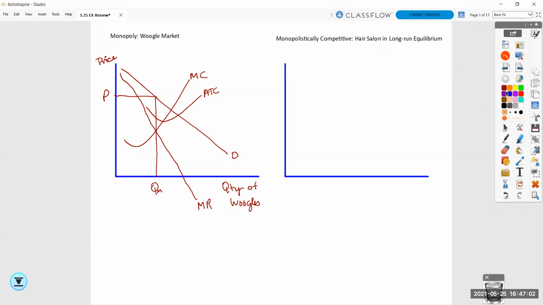So this drew up some questions when they give you a picture. Again, draw it yourself and then try to compare and contrast. We already know the upper limit of our profit box is going to be where the price is. We're going to come down to where the ATC crosses my quantity, and that's going to be my lower bound. So all of this right here is going to be the economic profit, right?